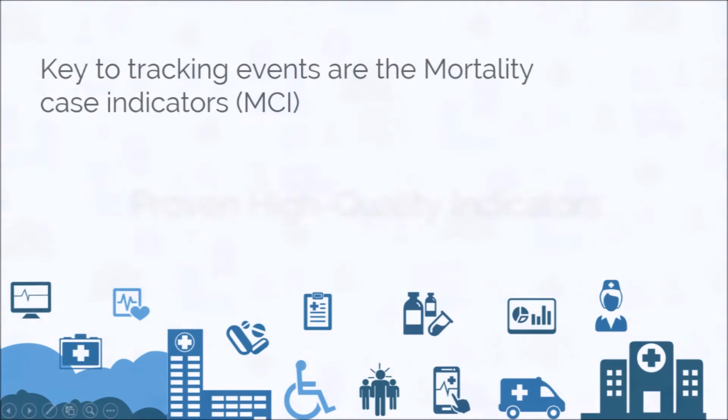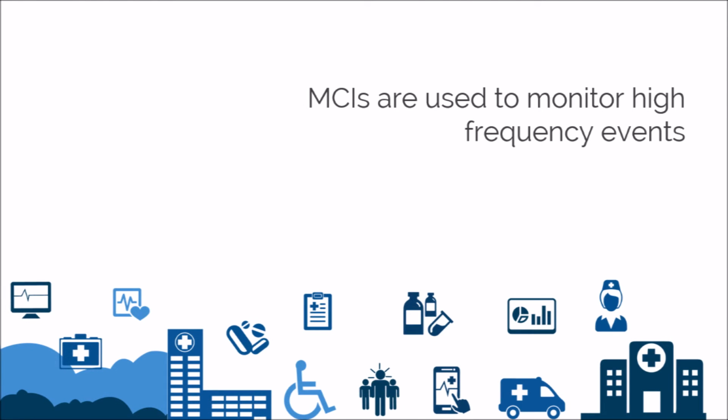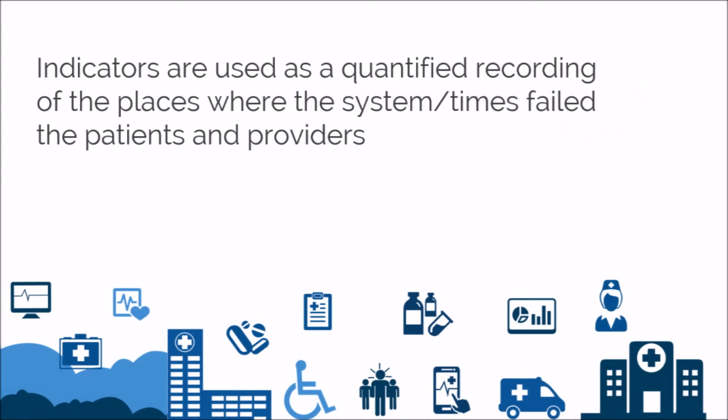Key to tracking events are the mortality case indicators, MCI, that are used to monitor high-frequency events as identified through the mortality review process. The use of an indicator signifies that at some point during the patient's episode of care, there was an issue of that particular type that possibly contributed to an adverse outcome or death. They are a substitute for the typical concept of an adverse event.